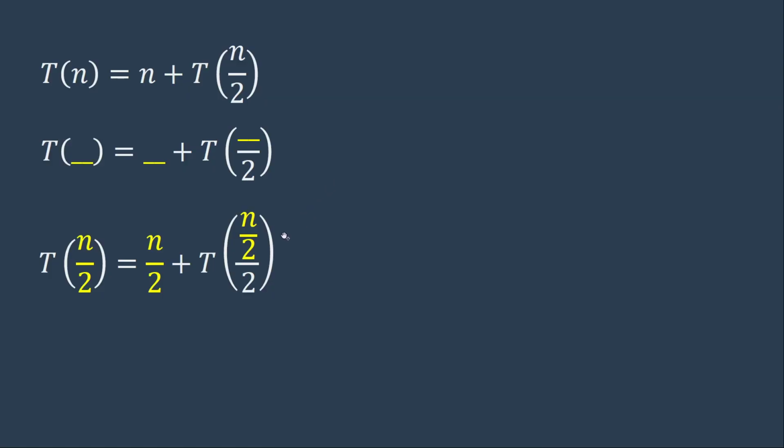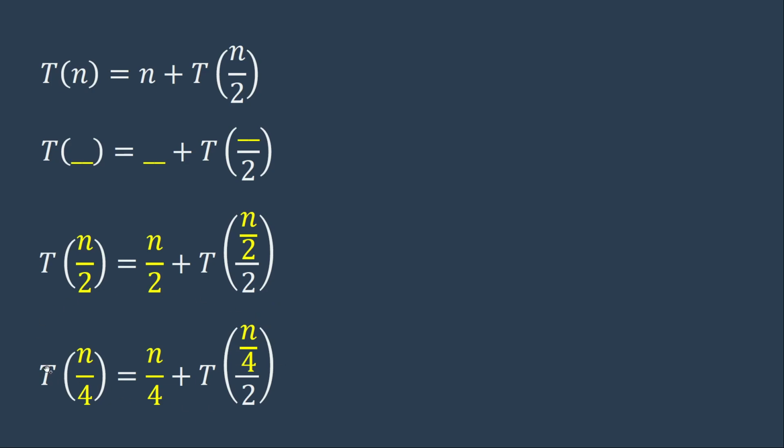Okay, let's go back here. So we already know what T of n over 2 is equal to. Now, what we want to know is what is T of n over 4 equal to. So again, we just have to put n over 4 here, and whatever we put here, we also put here and here. We simply replace all instances of n with n over 4. So n over 4 here, n over 4 here, and also n over 4 here. So something like this. T of n over 4 is equal to n over 4 plus 2T of n over 4 over 2, or simply n over 8.